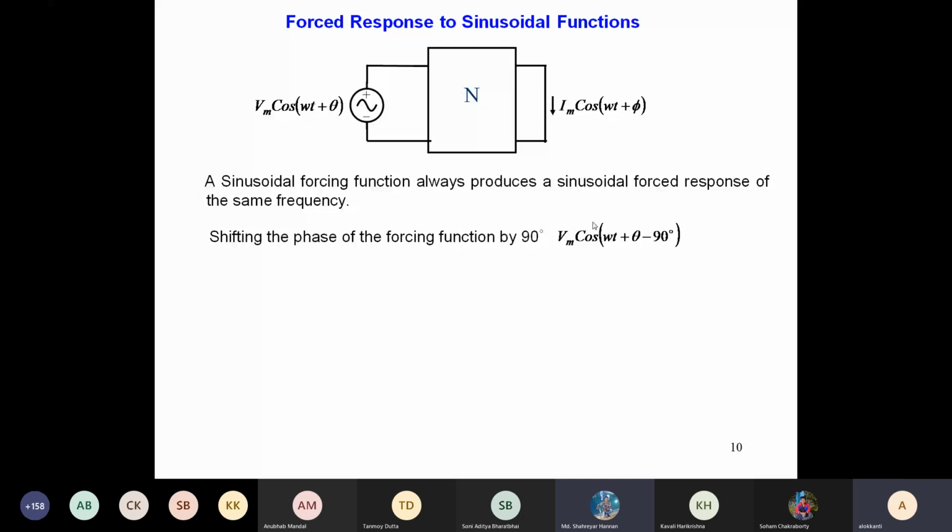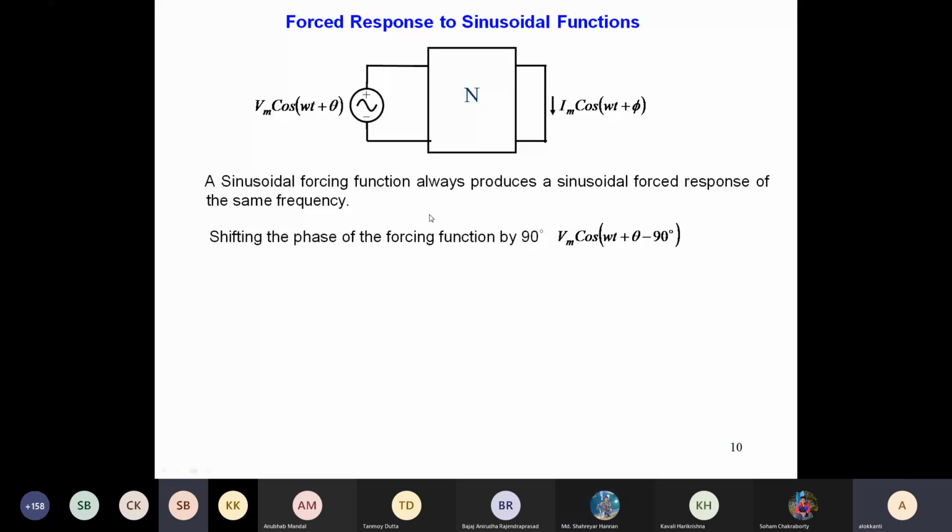So cos omega t plus theta minus 90 degrees means what? I am just getting sin omega t plus theta. I am just rotating the phasor. As soon as I do cos omega t plus theta minus 90 degrees, I am just rotating the forcing function phasor. It was earlier at plus theta, then I have done minus 90 degrees. That means I have just rotated the phasor.